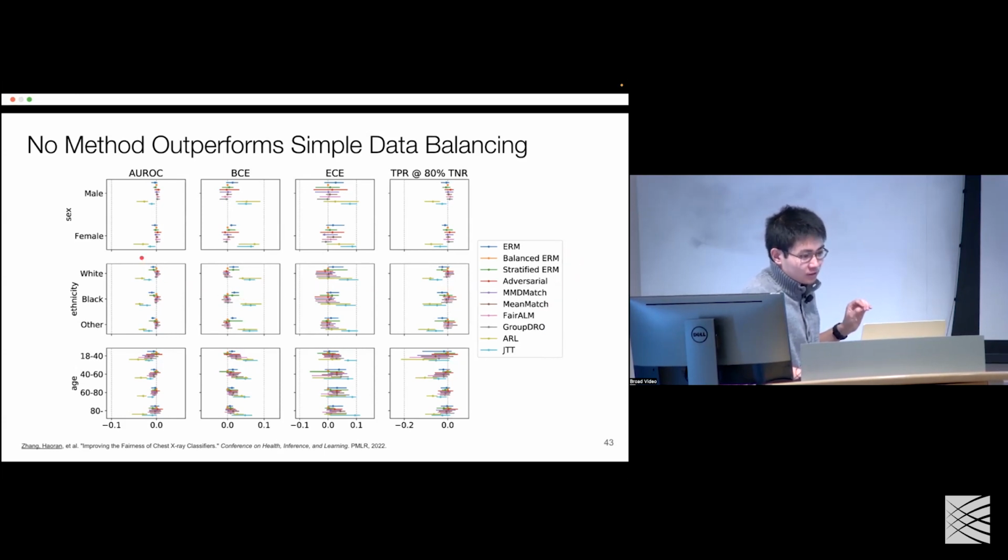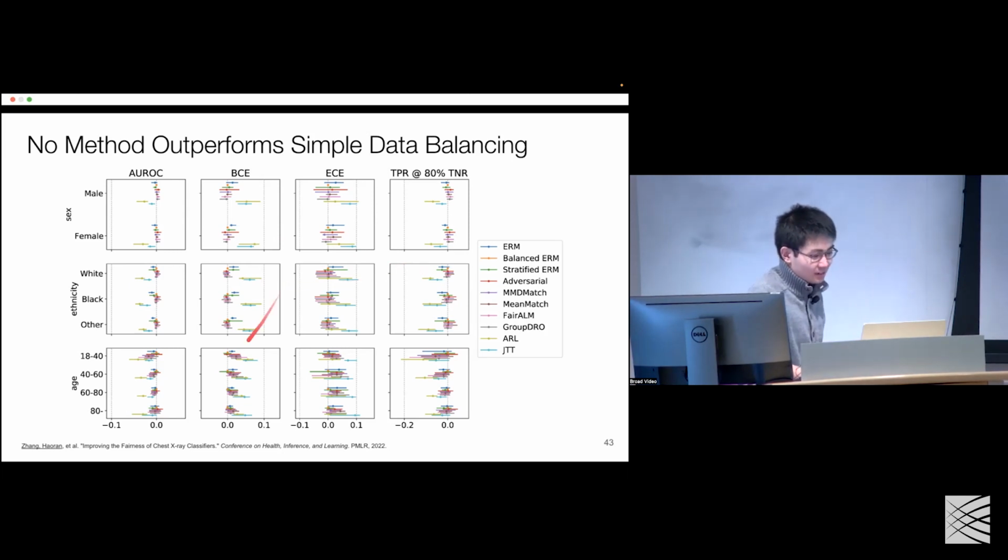Okay, this plot shows, on the no finding task for Minimax CXR, the performance on each of the attributes relative to ERM. Here, a performance of 0 is the performance of our ERM model. The summary here is that no method outperforms simple data balancing. In terms of worst group performance, no method outperforms simply balancing the data by group, and most models do not outperform simply using ERM.